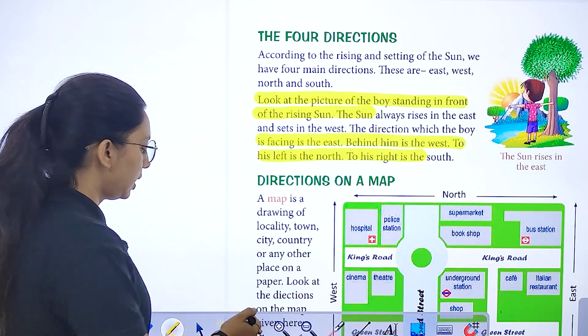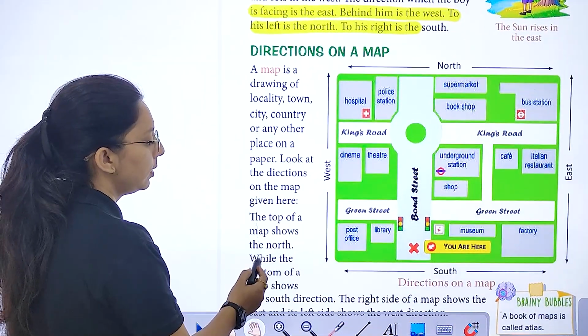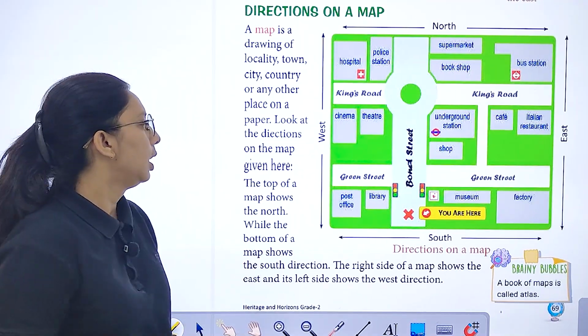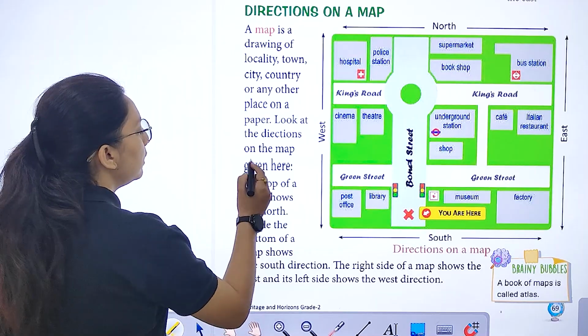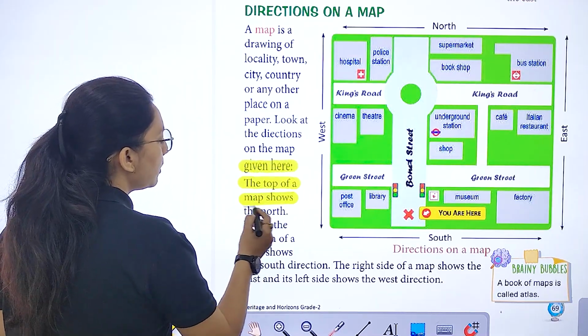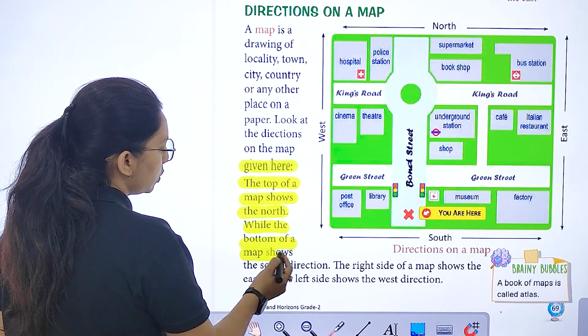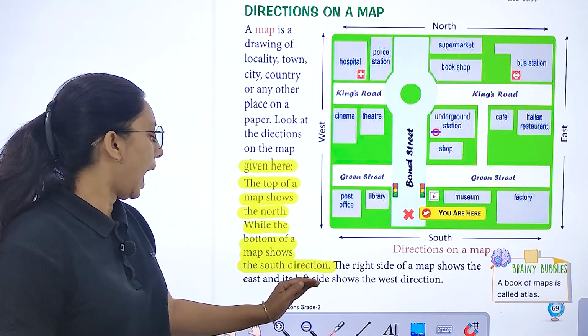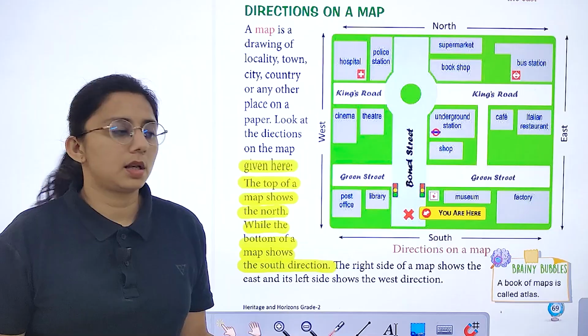So let's study about the direction of a map. A map is a drawing of a locality, town, city, country, and any other place. Look at the direction on the map given here. The top of the map shows the north, while the bottom of the map shows the south direction. What does the right side of the map show? East, and its left side shows the west direction.